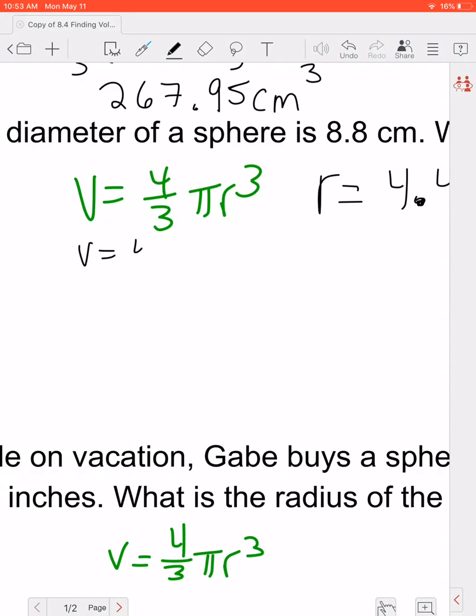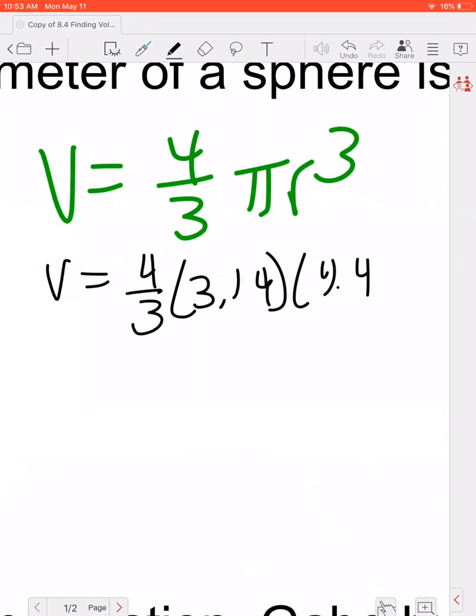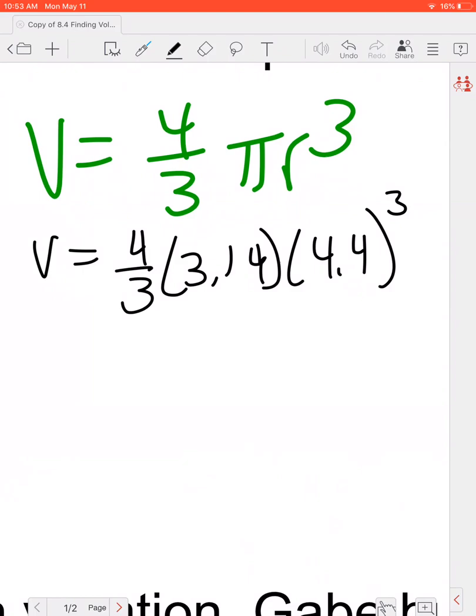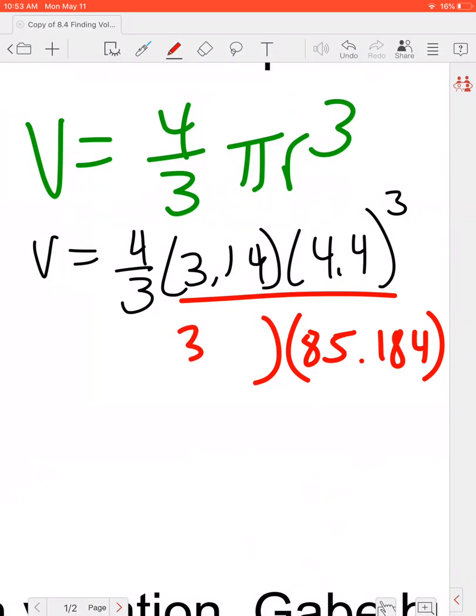So we have v equals 4/3 times pi, which is 3.14, times 4.4. Sorry, that 4 is a little funky looking. Okay. And again, this is cubed. So I'll show all the steps, but you could just multiply all this together, 3.14 times 4.4 times 4.4 times 4.4 if you would like, but I'm just going to do the cube part first. So that's going to be 85.184. And again, I'm not rounding at this point. I want to wait till the end to do that.